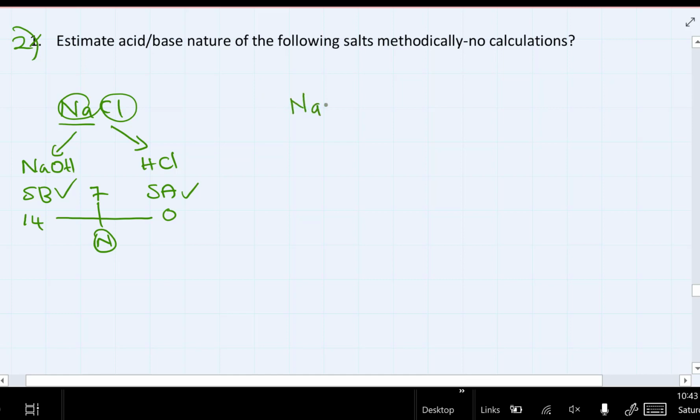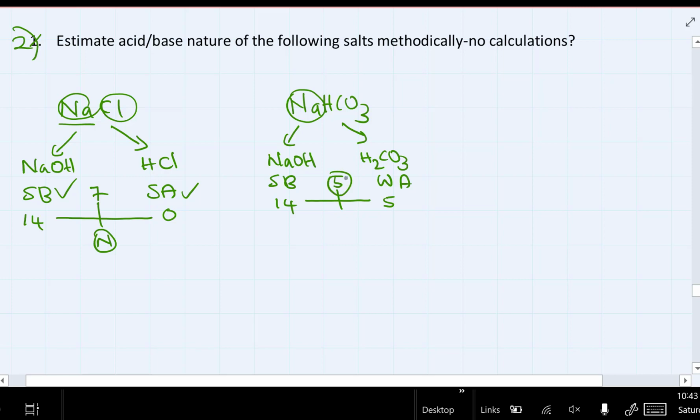Now look at this salt, sodium bicarbonate. Sodium comes from, again, sodium hydroxide. Bicarbonate comes from carbonic acid. This is a strong base, this is a weak acid. 14 and 5, midpoint is 9, and this should be basic. Let's fix this. Yeah, 9 and basic.